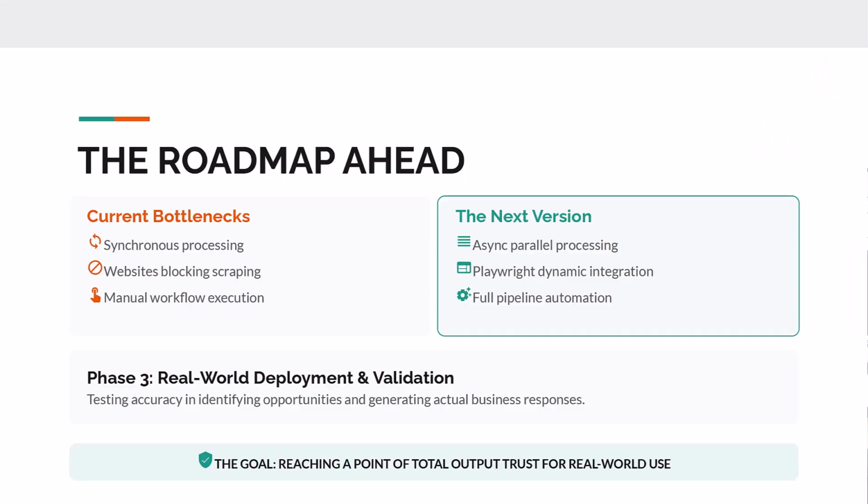And while the system works, there are still some bottlenecks. Right now the processing is synchronous, some websites still block scraping, and the workflow still requires manual execution. So the next version focuses on solving those problems. I'm currently working on async processing for parallel scraping, Playwright integration for dynamic websites, and full pipeline automation. The next phase is real-world deployment and testing, not just testing whether the AI writes good text, testing whether the system actually identifies opportunities accurately and generates real responses from businesses.